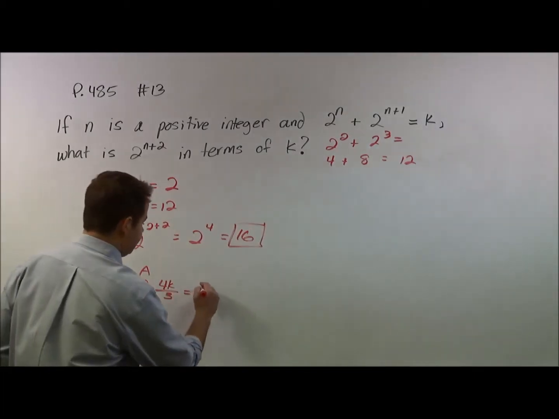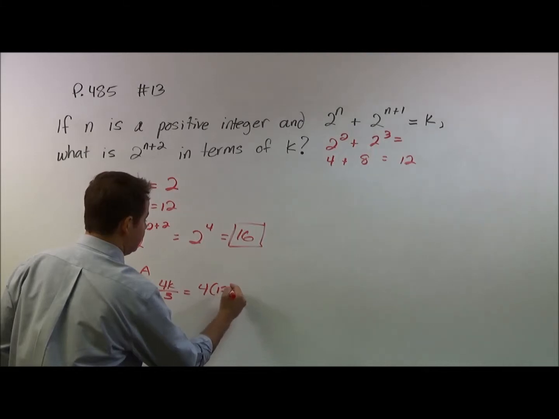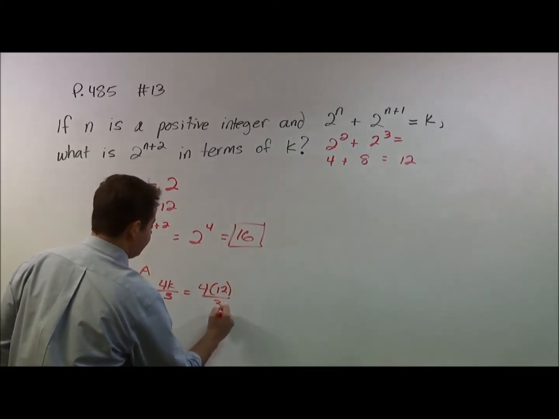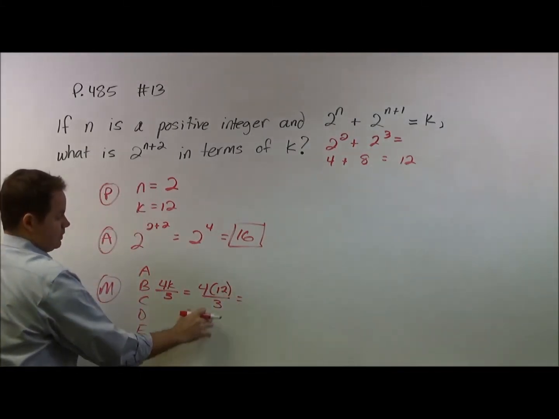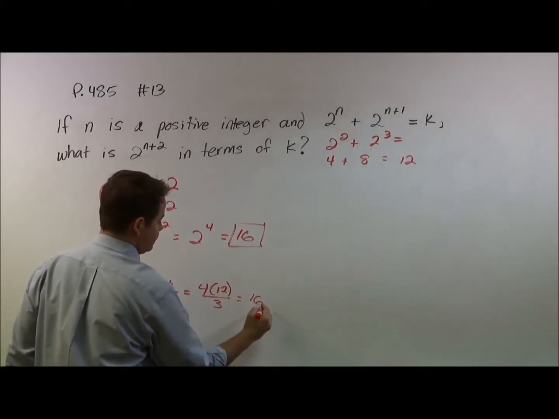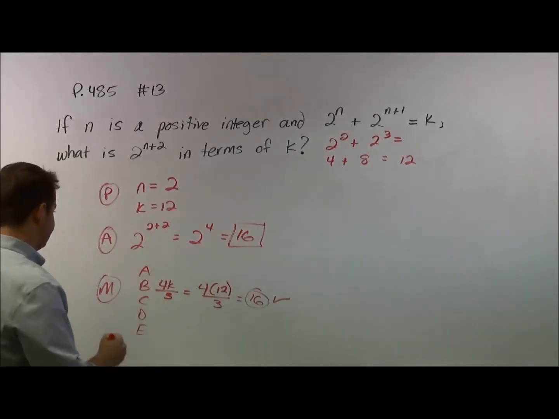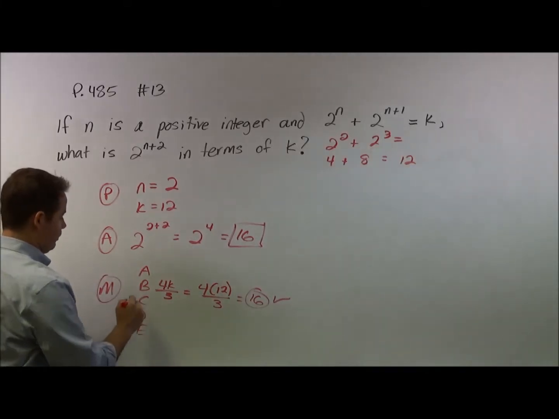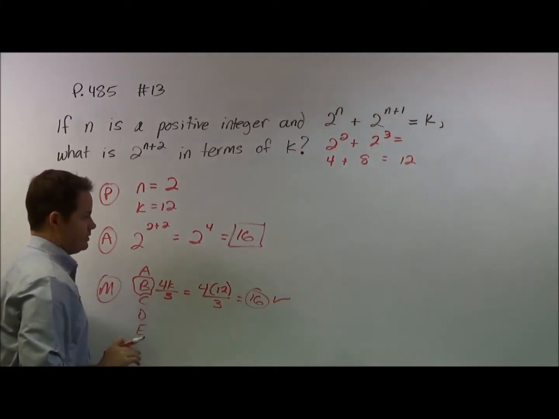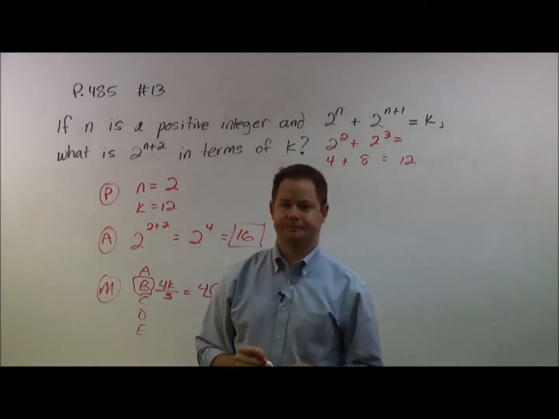And for answer choice B, when you plug in 12 for k, you get 4 times 12 divided by 3, which gives you 16 as your result. And that matches the number that we came up with as our answer. So therefore, we know that answer choice B is the correct answer to this question.